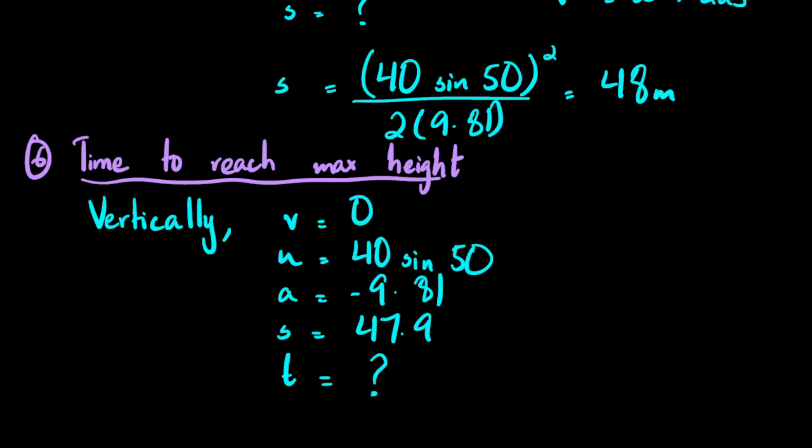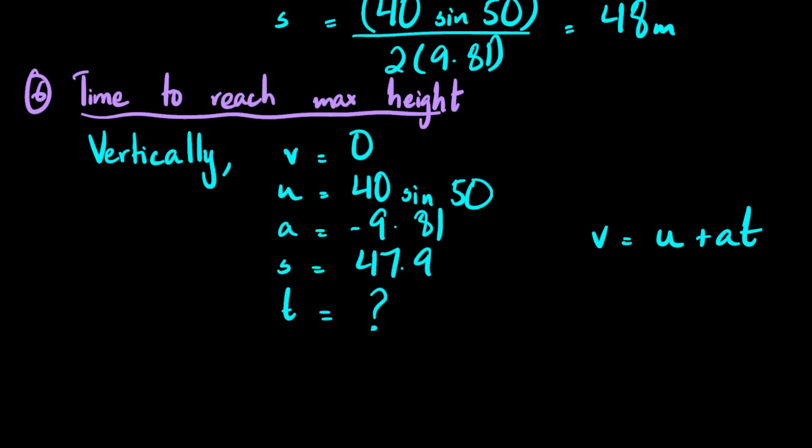So now, for the sake of saving some of our time and effort, we can just go ahead and use the simplest equation involving time, because we now know v, u, a and s as well. So the easiest one is the first one, which is v equals u plus at. From this equation we can just make t the subject, right? So v is 0, you shift the u here and divide by a. So 40 sine 50 divided by 9.81 is going to be our answer, which turns out to be 3.124, or just to 2SF this would be 3.1 seconds.